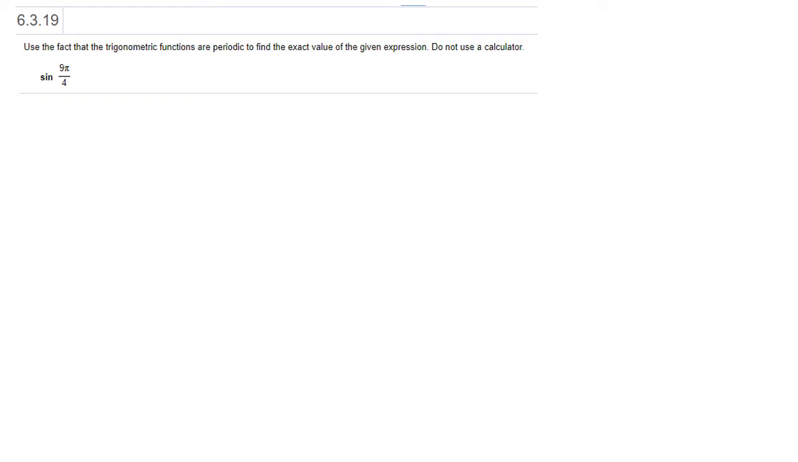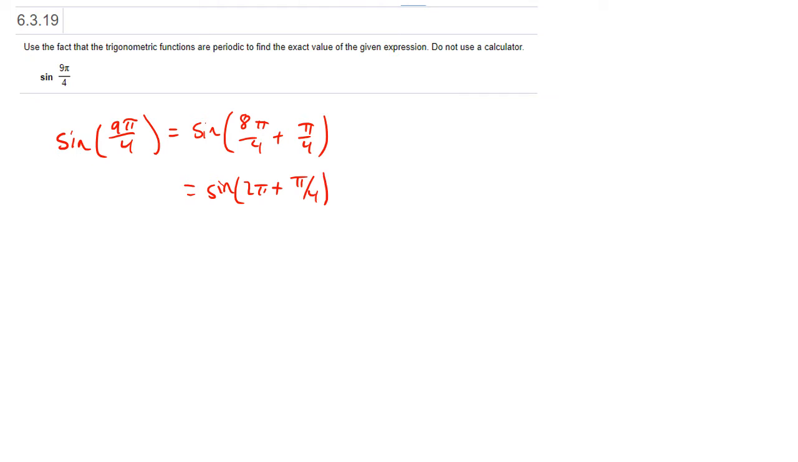Similarly, sine also has period 2 pi. So 9 pi over 4 is 8 pi over 4 plus 1 pi over 4. In other words, it's just 2 pi plus pi over 4. But sine is also periodic with period 2 pi, so the sine of 2 pi plus theta is just the same as the sine of theta. You get to ignore going all the way around. So this here will be the same as the sine of pi over 4, which, as we've seen several times, is root 2 over 2.